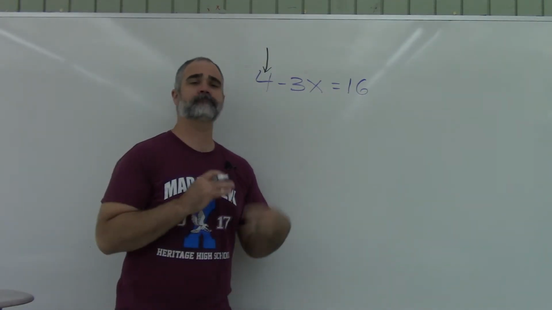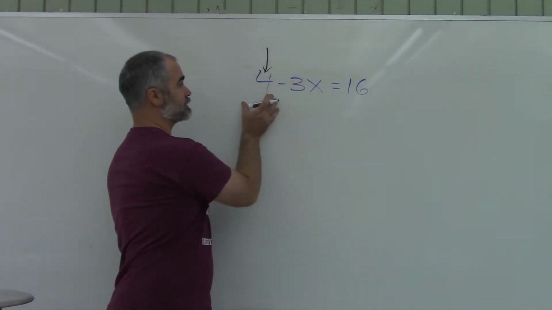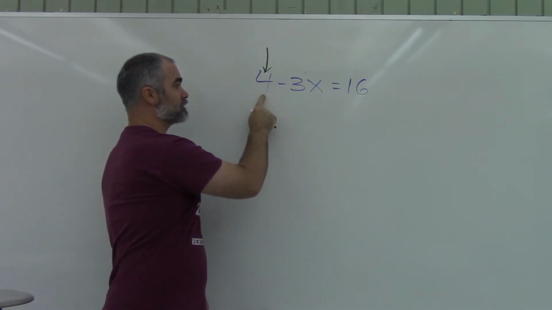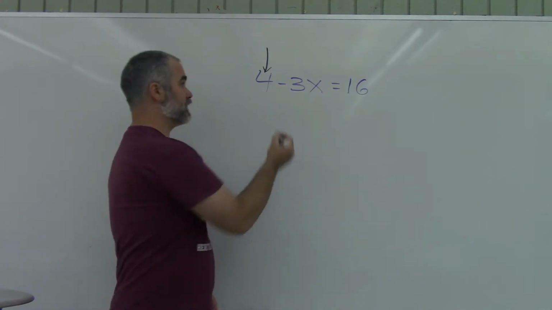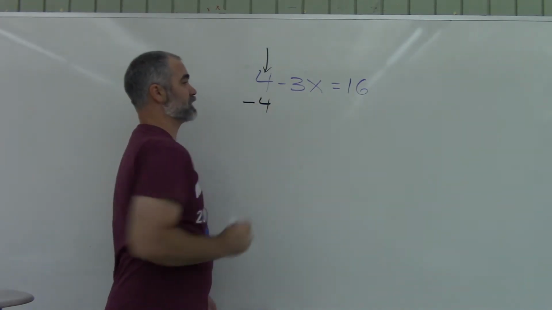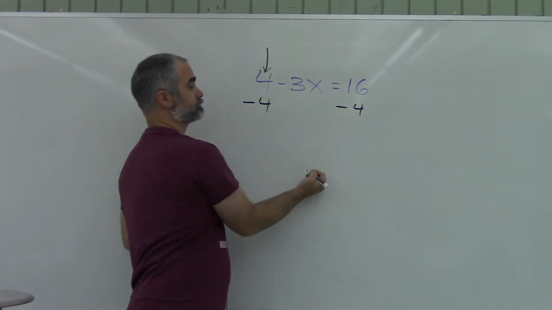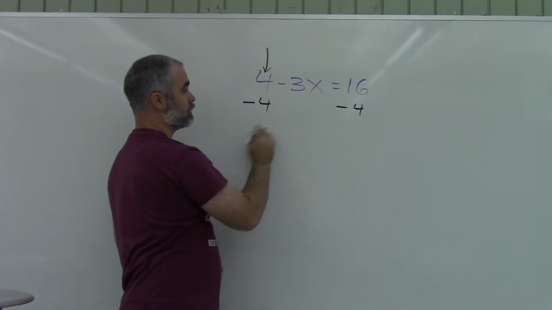What's the opposite? Notice here, this is a positive 4. And it's kind of separated from this, which what it really means is I have a positive 4 here. The opposite of a positive 4 would be a minus 4. Okay, so I'm going to subtract 4 from both sides. That gives me a 0. Again, I don't need to write the 0. I'm going to bring this down.